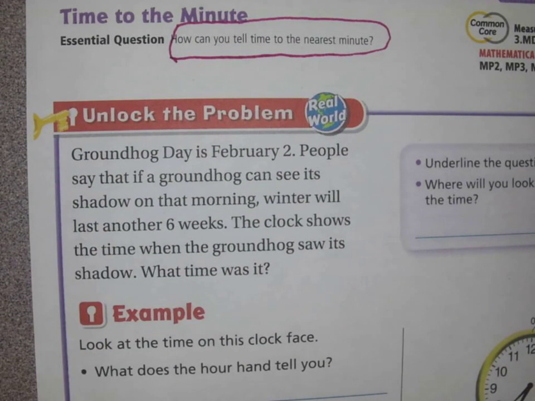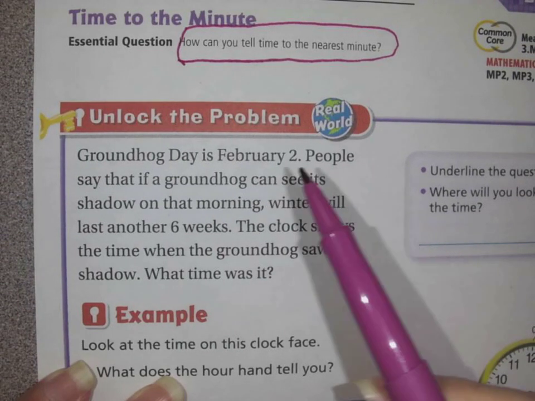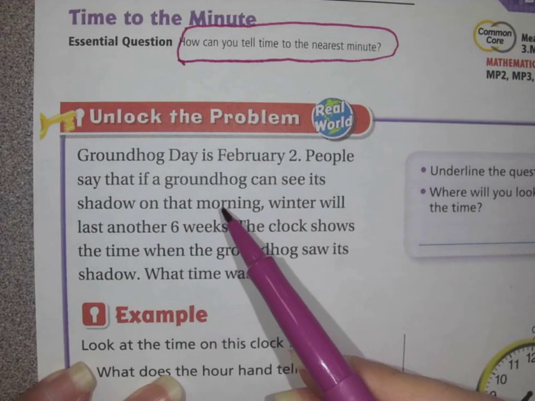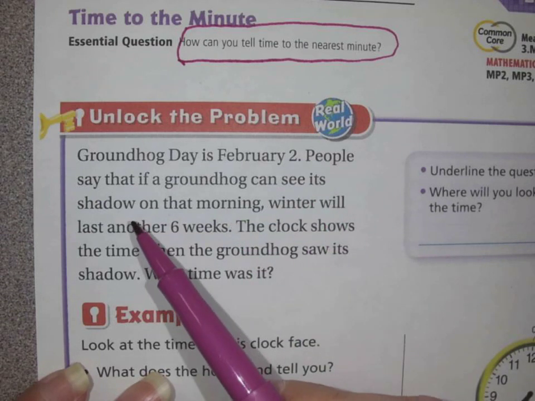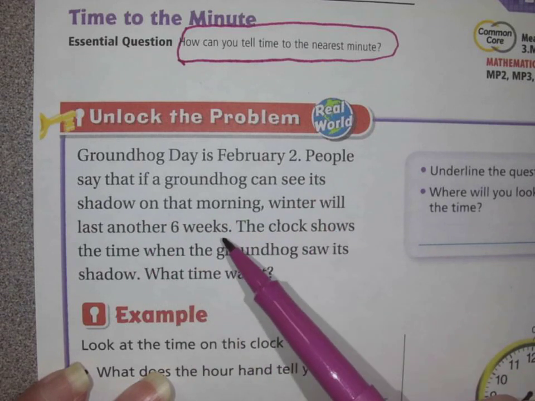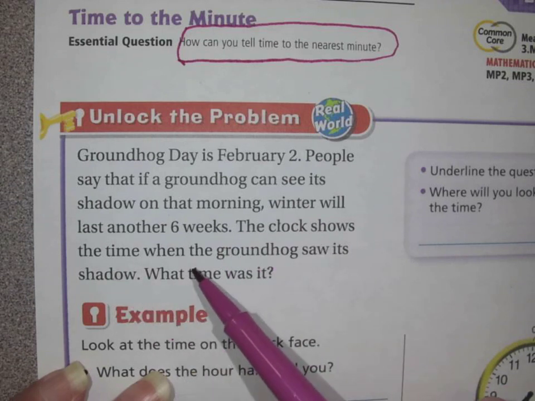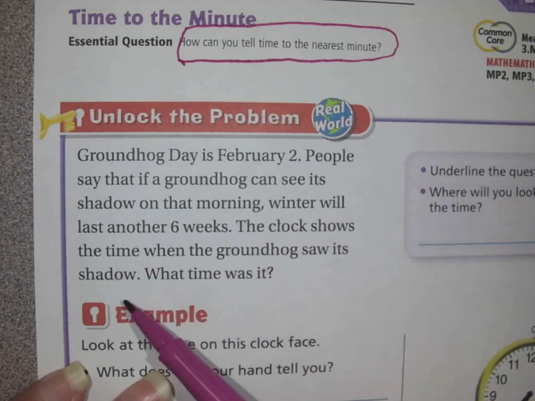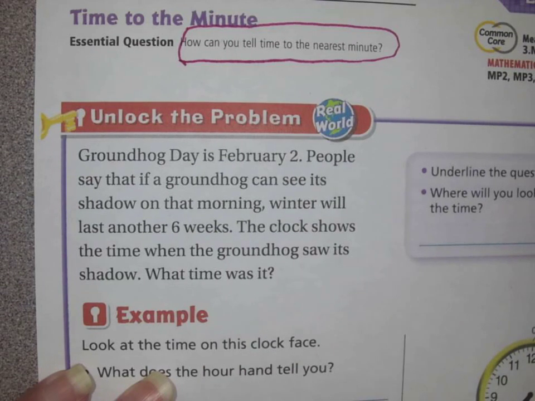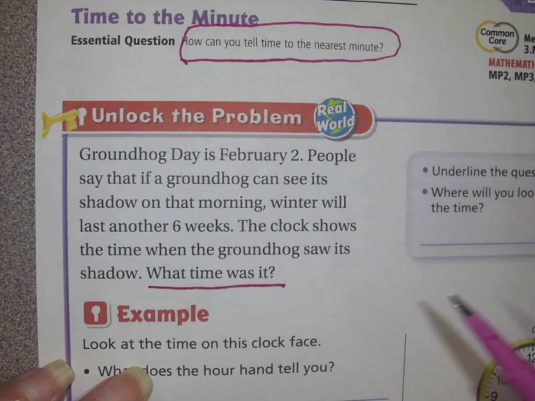Let's start with our word problem. Groundhog Day is February 2nd. People say that if a groundhog can see its shadow on that morning, winter will last another 6 weeks. The clock shows the time when the groundhog saw its shadow. What time was it? All right, so let's underline the question.